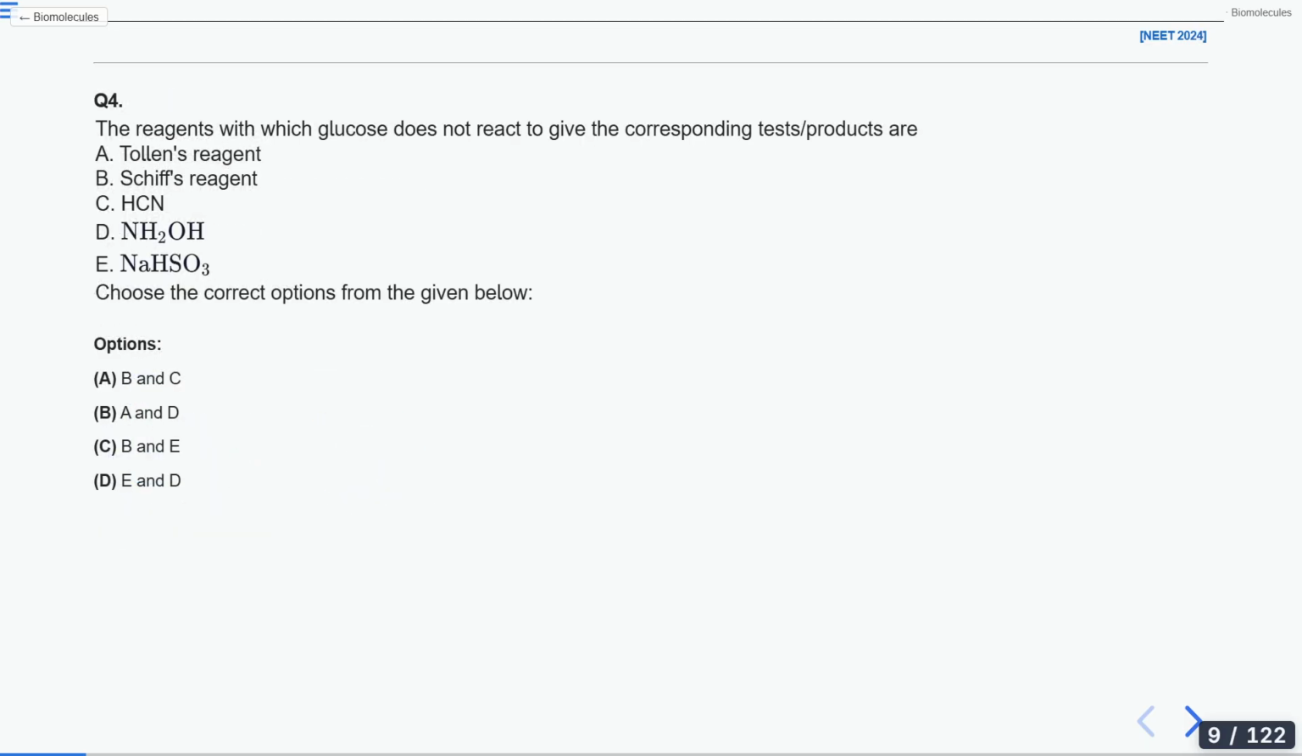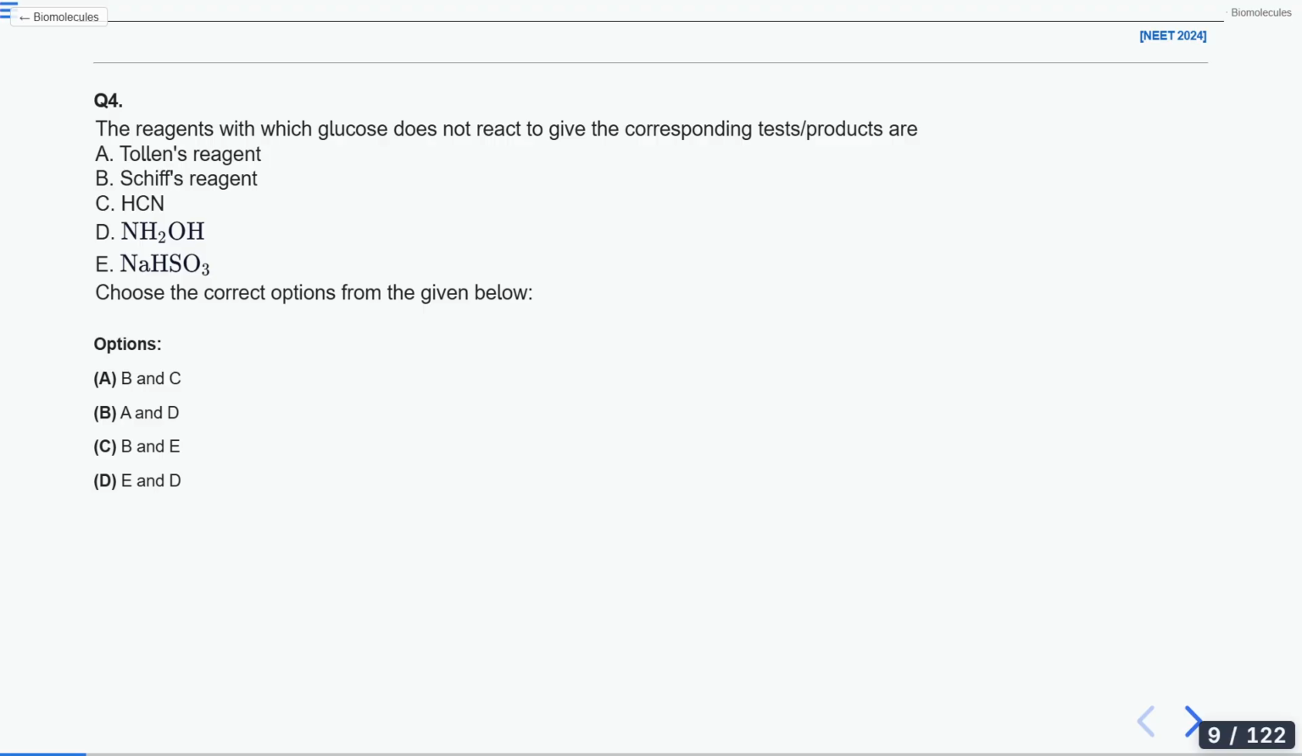So, here is your next question. We have discussed a part of it in the previous classes. The question is written as: the reagent with which glucose does not react to give the corresponding tests or products are. First is Tollens, second is Schiff's reagent, third is HCN, fourth is NH2OH, and the fifth is NaHSO3. So can you tell me, your glucose will not be reacting with which of these given species?